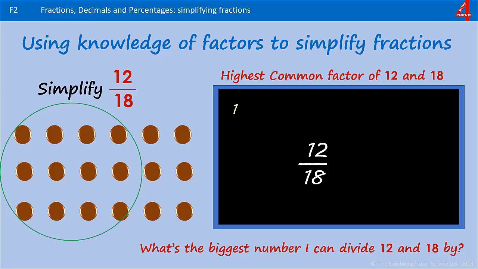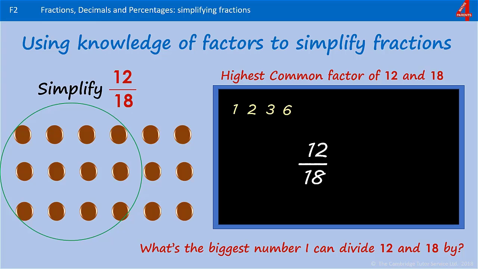Well, they share a factor of 1. They share a factor of 2 because they're both even. They're both in the 3 times table, so they share a factor of 3. 12 has a factor of 4, but 18 doesn't. Neither of them has a factor of 5. They do share a factor of 6.